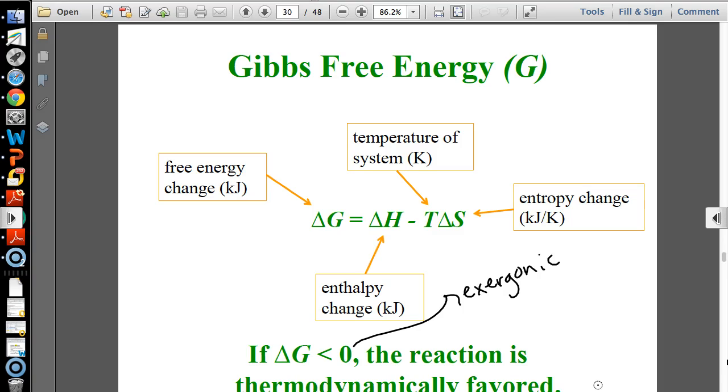If this is positive, then it's endergonic, right? And that means that work has to go into the system for the reaction to take place. These words will be very important when we get into the next unit because we're going to be looking at batteries and electrochemistry and how to make electricity out of chemical processes. And so we'll come back, Gibbs free energy will kind of be our friend again.